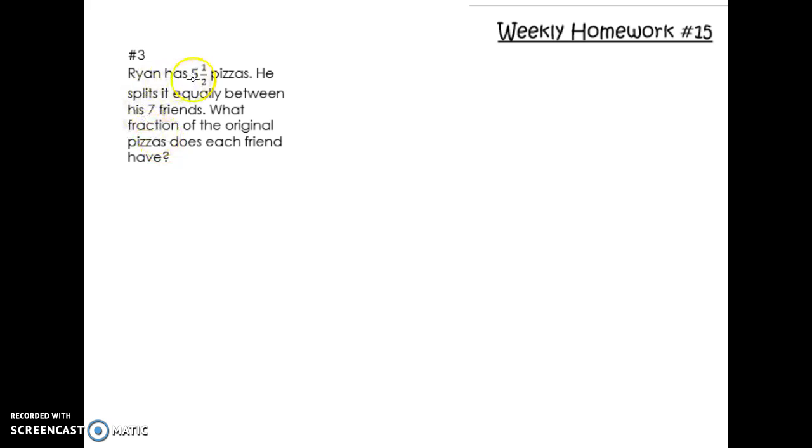Number 3 says Ryan has 5.5 pizzas. He split it equally between his 7 friends. What fraction of the original pizzas does each friend have? So he has 5.5, right? So I'm going to write that out. 5 and 1/2. One sec. We have 5.5 pizzas. He's going to split it equally between his 7 friends.